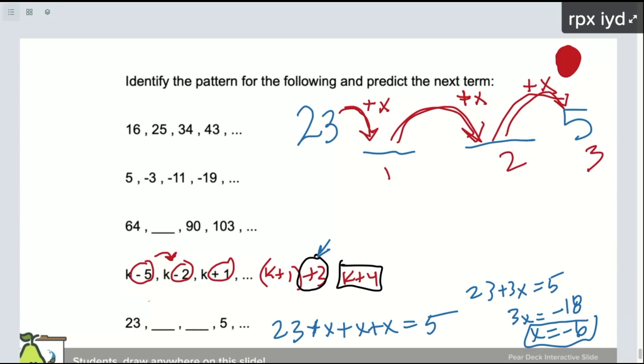Does that make sense? I'm here to help y'all. You see, that's what I'm talking about. Ask questions, because I guarantee you a question you have, at least one other student has it.